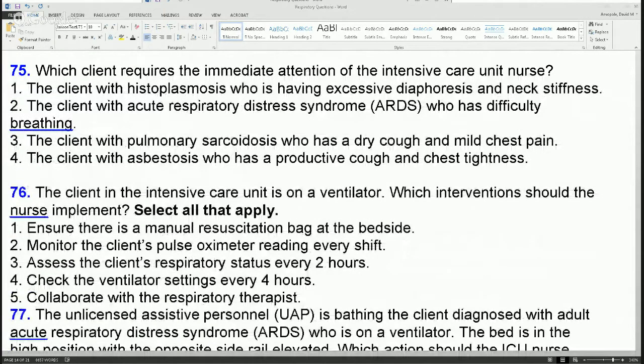Robert, which client requires immediate attention of the ICU nurse? Oh, immediate attention. What's this? Having neck stiffness. I haven't heard that disorder in a while. And a client with ARDS who has difficulty breathing.